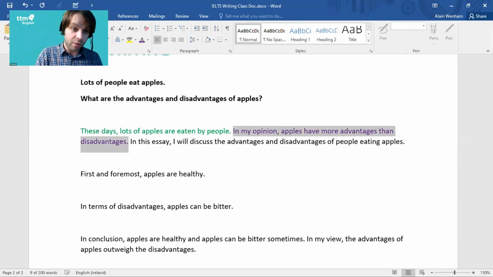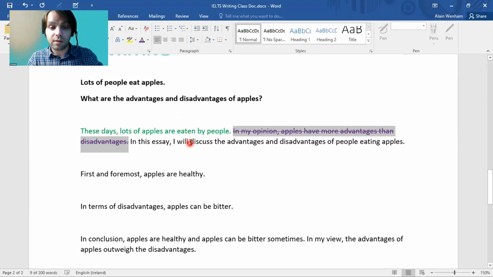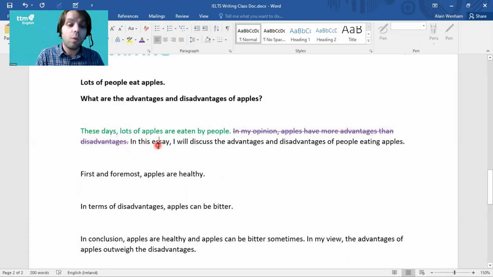So every introduction for an IELTS Task 2 essay usually has 3 things. In this case, we don't want the opinion because it's not an opinion essay, right? So in this case, no opinion. But usually there are only 3 things you can do in your introduction. You can paraphrase the question here. You can give your opinion if necessary. Here, not necessary.